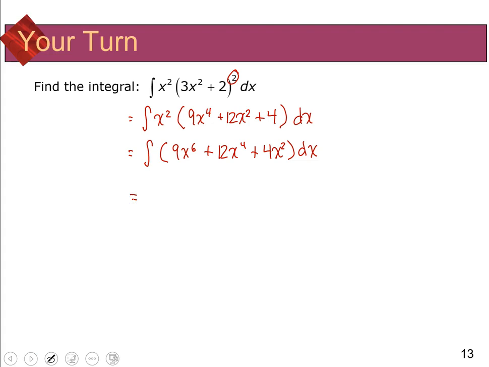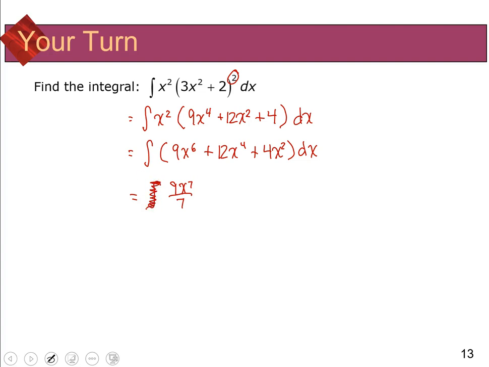Now here all I'm doing is basically using the addition rule for integration as well as the power rule and the constant multiple rule. So the very basic rules. So for this one here, the integral of x to the 6th is going to be x to the 7th divided by 7. So since I had a 9 in front, it's going to be 9x to the 7th over 7. And that integral is going to be gone at this point.